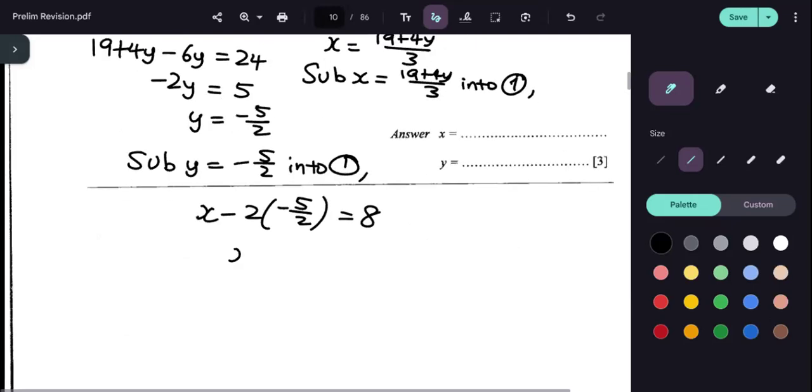Okay, x plus 5 over 2 over 2. Sorry, 5 over 2 times 2, which is just 5. 5 is 8, x is 3. So x is 3, y is minus 5 over 2. That's it.